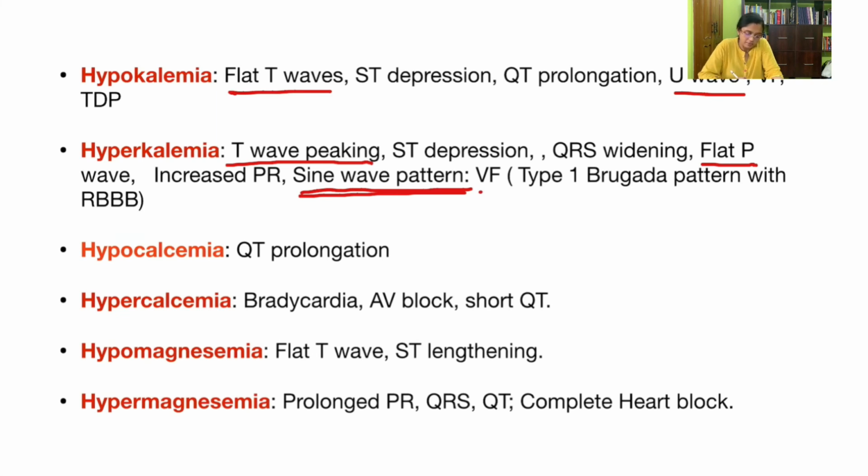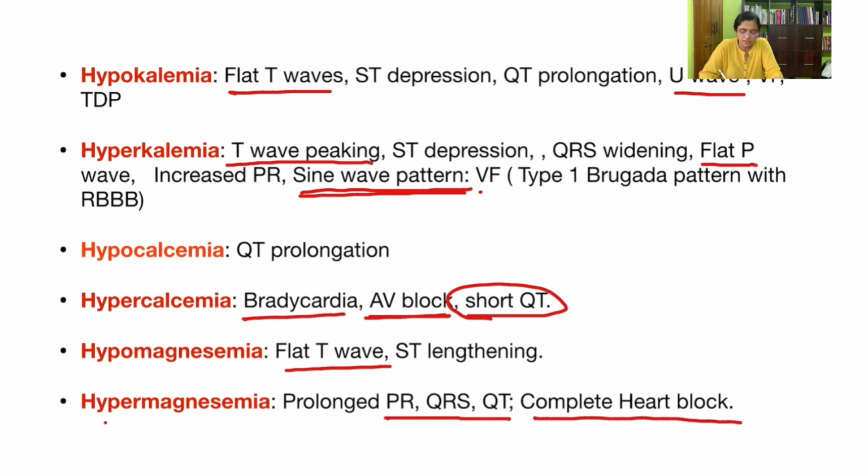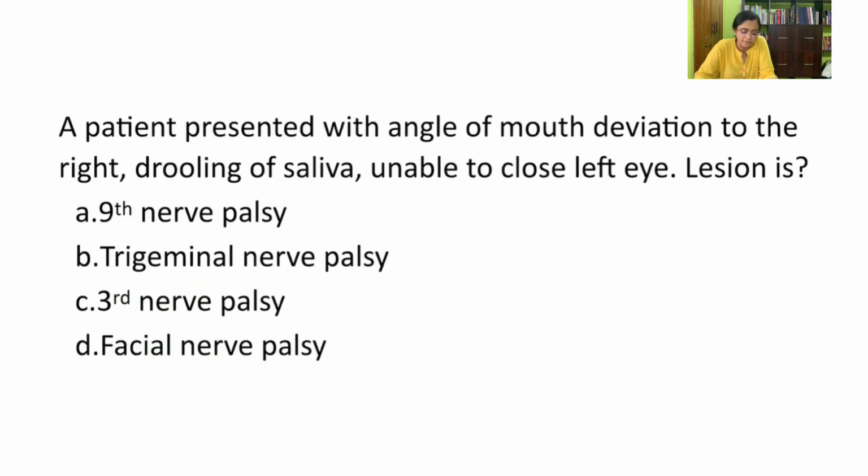In hypocalcemia, there is QT prolongation. In hypercalcemia, there is bradycardia. Apart from that, there can be AV block, and shortening of QT interval is seen. In hypomagnesemia, the T wave is flat. ST lengthening could be seen. In hypermagnesemia, there is prolongation of PR, QRS and QT, everything, and there can be a complete heart block. So this is a memory-based question. You have to remember the ECG features in different electrolyte imbalances.